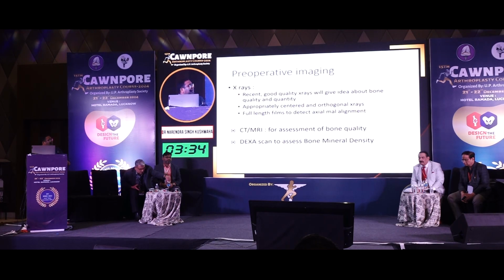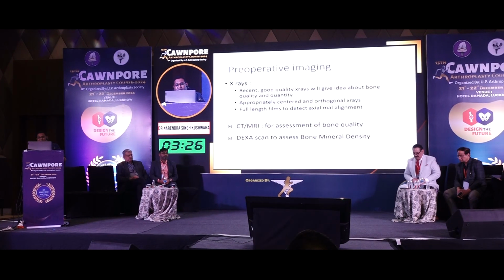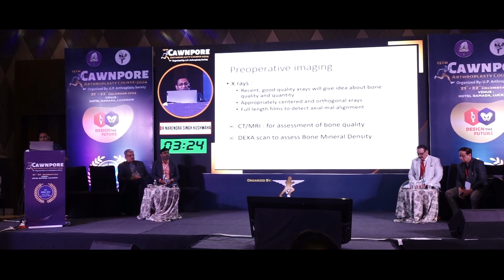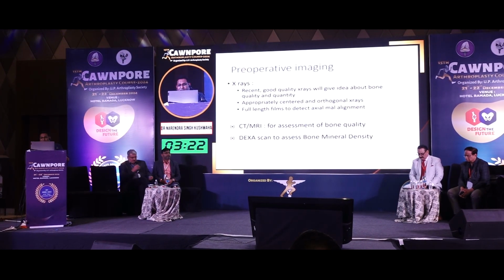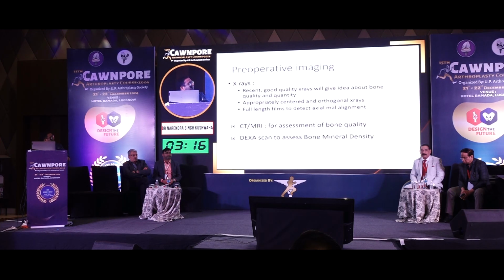Good quality orthogonal X-rays should be done. This is the first tool: good quality X-rays, appropriately centered and orthogonal, give an idea of the bone quality and quantity. Full length films are taken to detect axial malalignment, CT scan and MRI quantify the bone quality, and DEXA quantifies the bone mineral density.